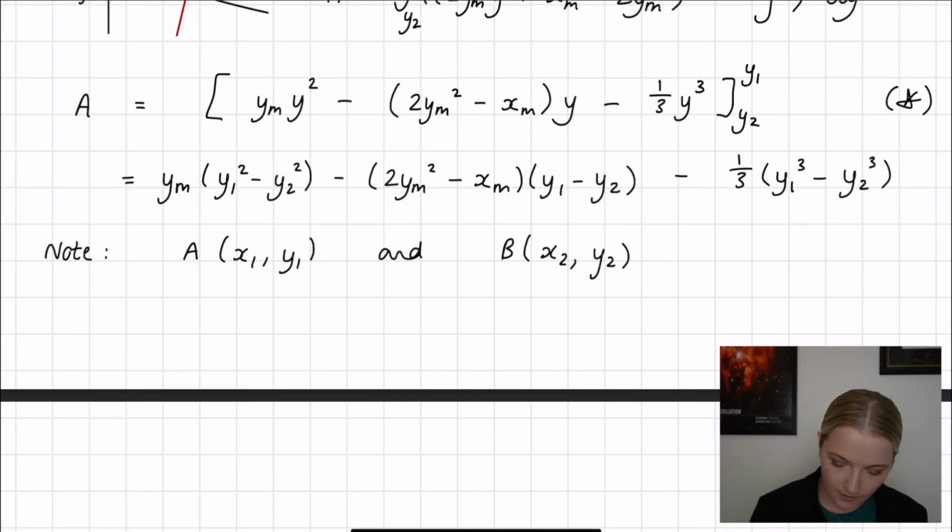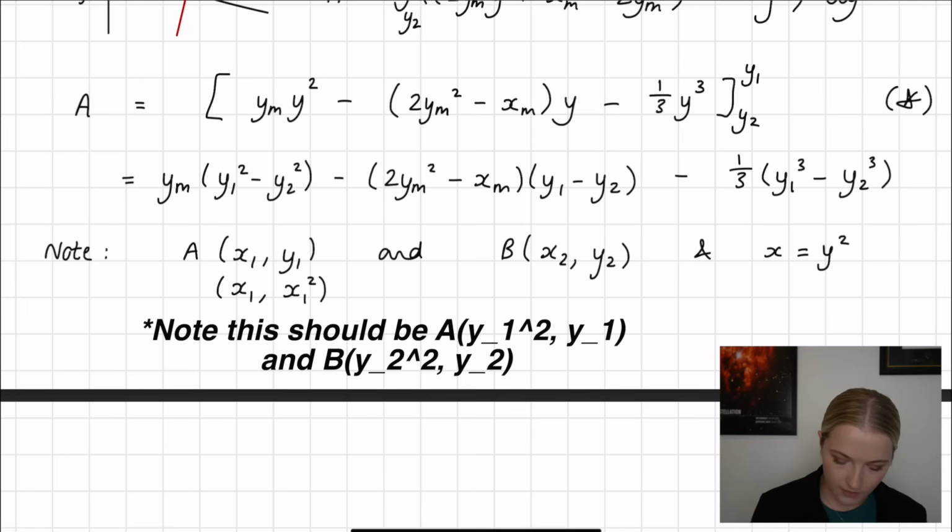But we also know that x is y squared. So we can rewrite this as, well, this would just be x1 squared, and B would be x2 squared, sorry.